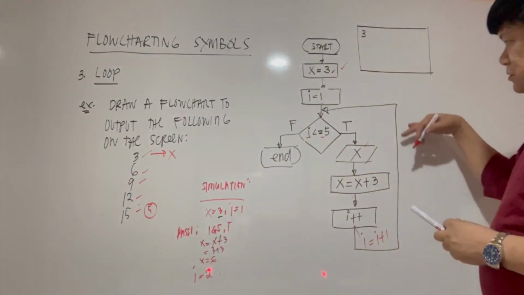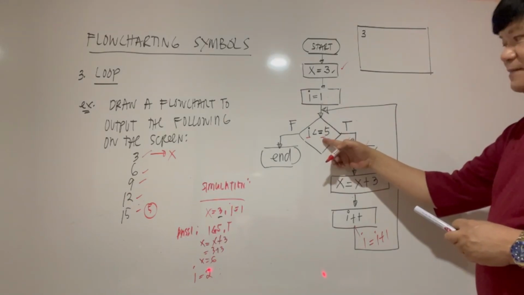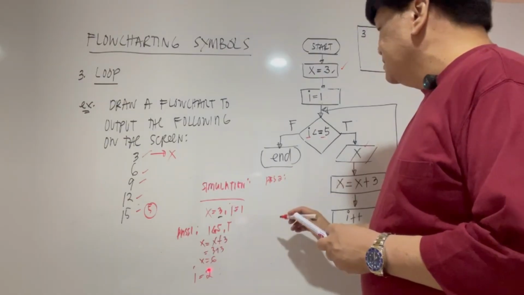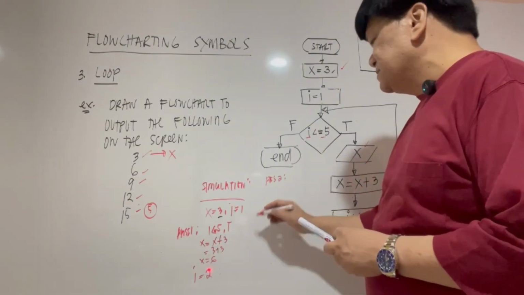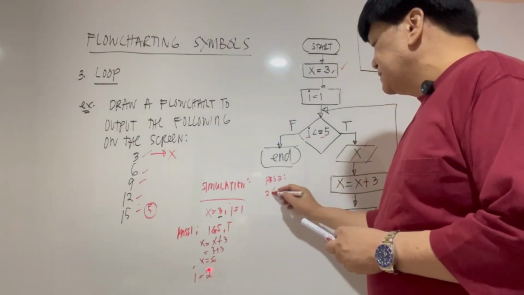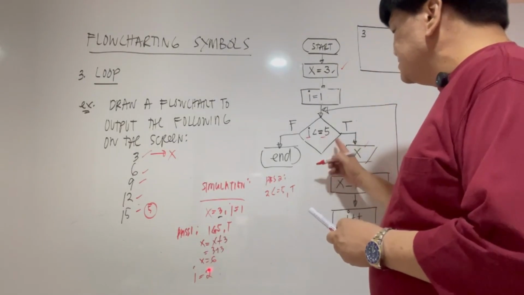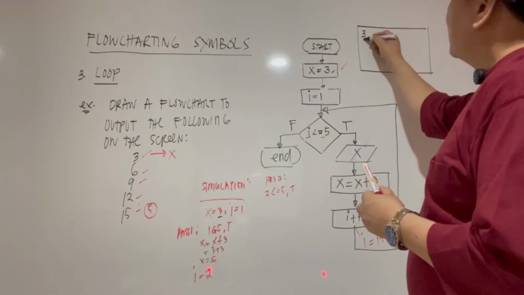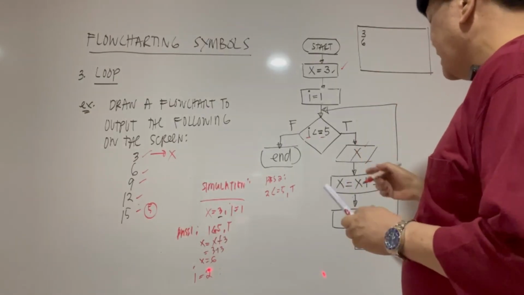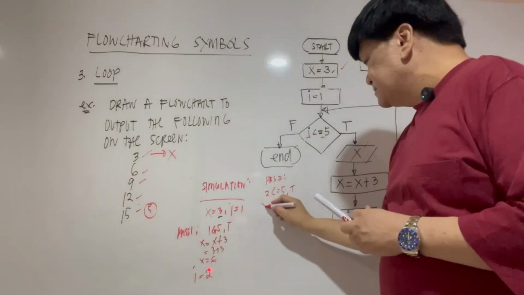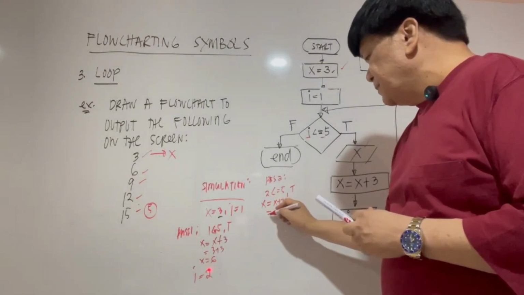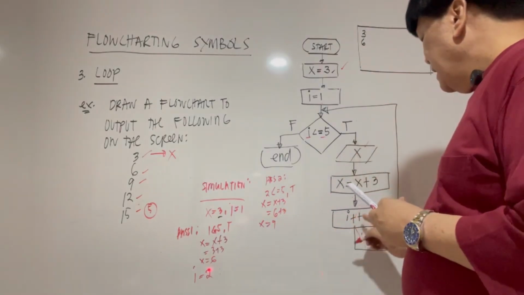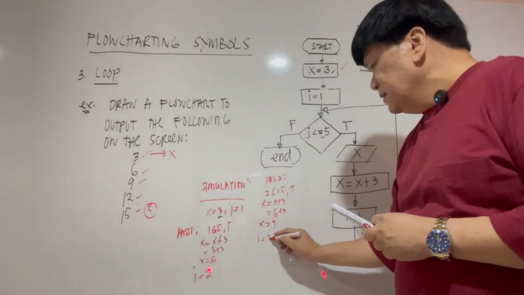Then look at the arrow. So it goes to the testing again. So let's say that will be the second iteration. So let's go to the testing. I, what is the value of I? That is 2. Is it less than or equal to 5? Then that is true. Then go to this. Output the value of x. So what is the present value of x? That is 6. Okay, so then we compute x is equal to x plus 3. The present value of x is 6 plus 3, x now is 9. And then increment the value of I to 3.